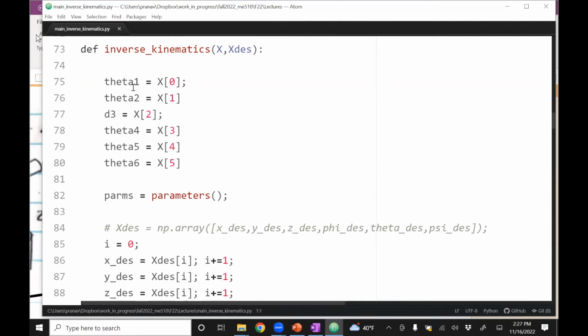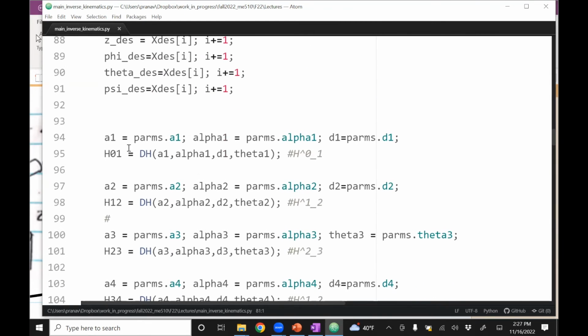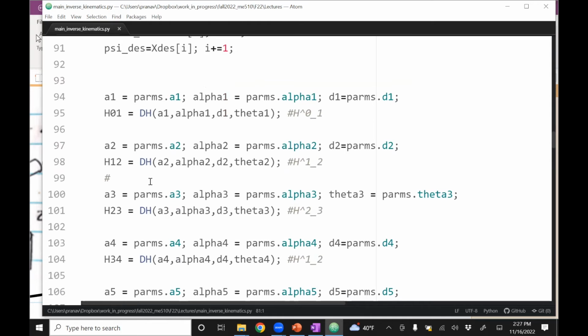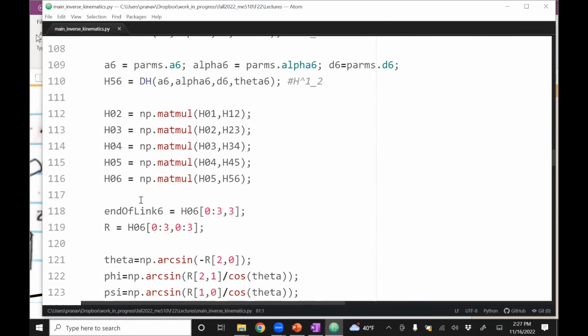So the Stanford Manipulator has 1, 2, 3, 4, 5 revolute joints and 1 prismatic joint. That's where the D versus theta comes in. And then I assemble the H matrix by calling the DH function. So I get H06. So for end of link, I take the 4th column in the first 3 rows of the 4th column. So 0 to 3, so 0, 1, 2, and 4th column. So that gives me the end of link 6.